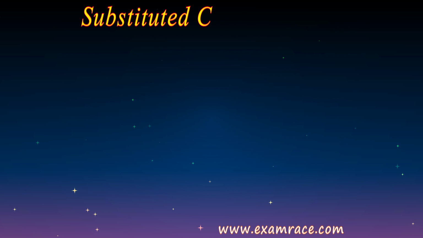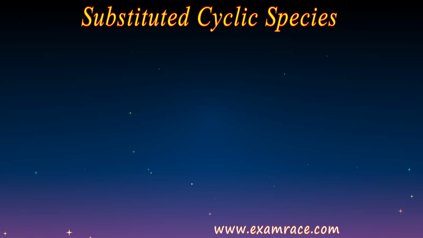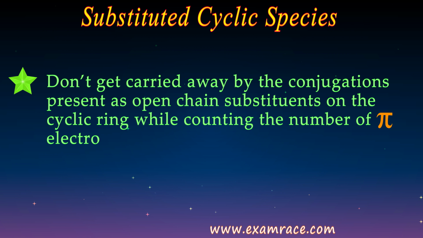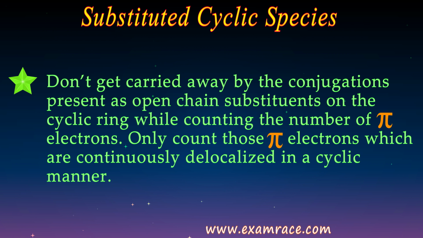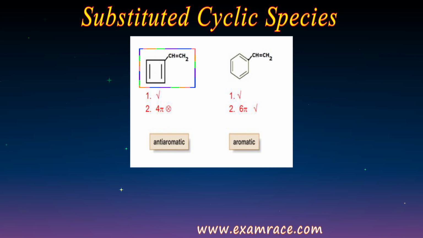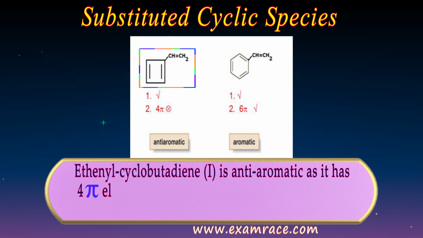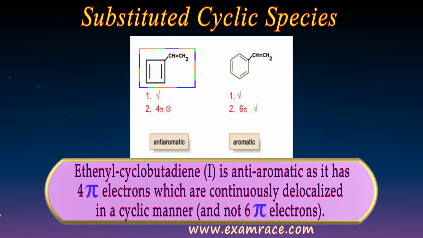Now let's see the aromaticity of substituted cyclic species. In these kinds of compounds, don't consider the double bond which is outside the cyclic ring. In the first compound, ethynyl cyclobutadiene, we have two double bonds in this cyclic ring and a double bond outside the ring. While seeing the aromaticity of this compound, we don't have to consider the double bond outside the ring. So here we have only two double bonds.